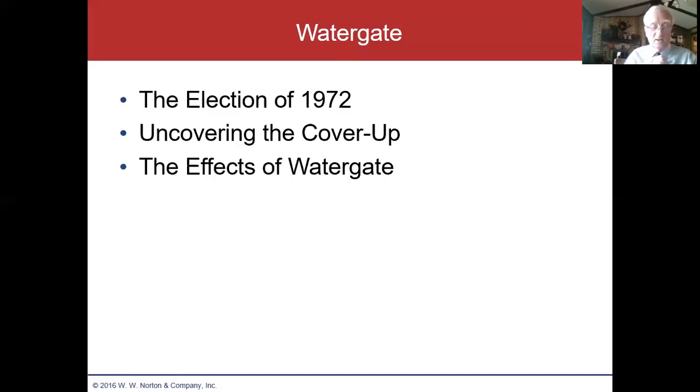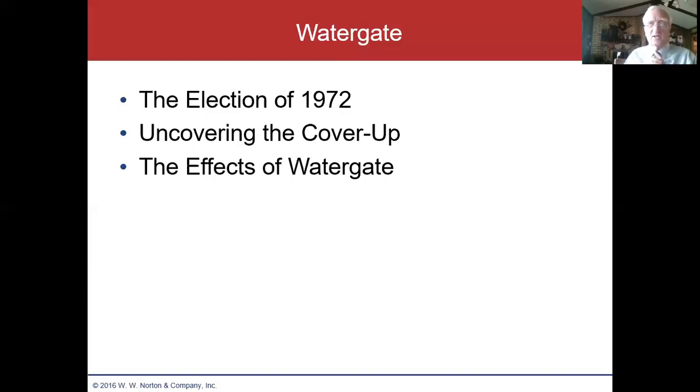McGovern was particularly upset by what happened on June 17, 1972. Five men were caught breaking into the Democratic National Committee headquarters in the Watergate apartment and office complex in Washington, D.C. The burglars were former CIA agents, and one of them had actually worked on Nixon's campaign. Nixon said, "Oh, it's very bizarre. I had nothing to do with it."